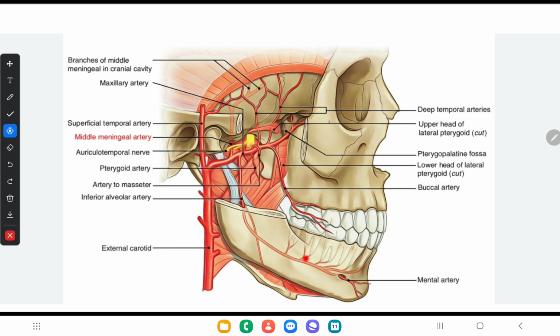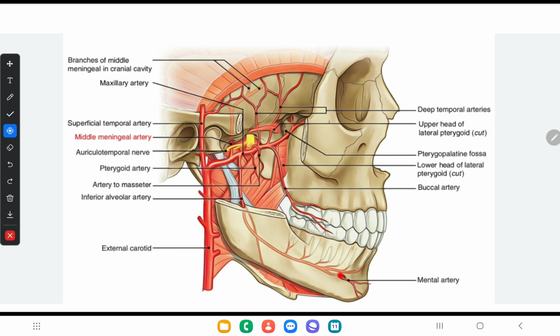Then it gives lingual and mylohyoid arteries before entry into the mandibular foramen. The lingual artery supplies the tongue, and the mylohyoid artery accompanies the mylohyoid nerve in the mylohyoid groove. In the mandibular canal, the inferior alveolar artery gives branches to the lower teeth, as you can see in this picture.